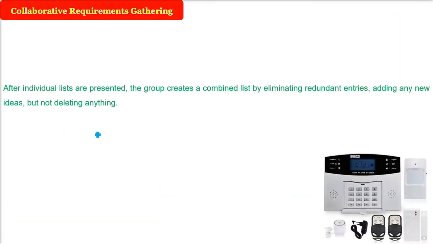Now after this individual list, because every person has prepared 3 lists, these lists are presented. Now the group combines the lists. When they combine the lists, they'll see where there is redundancy, and they'll put just one of them. And if any new entry is there, because one may have one entry that the other may not have, that will be a new idea. So we'll add this idea to the final list. But here we won't delete anything.